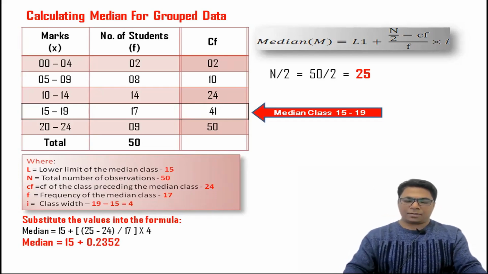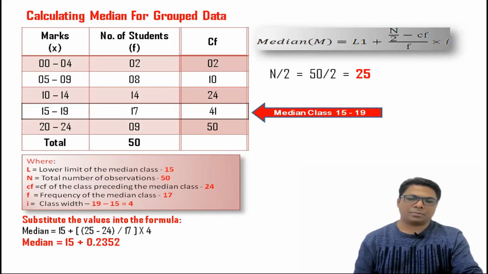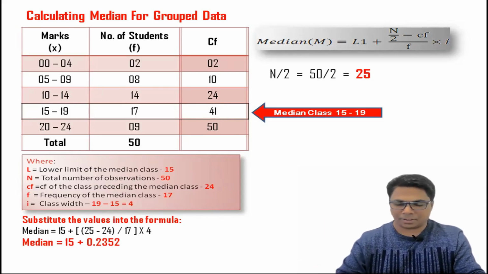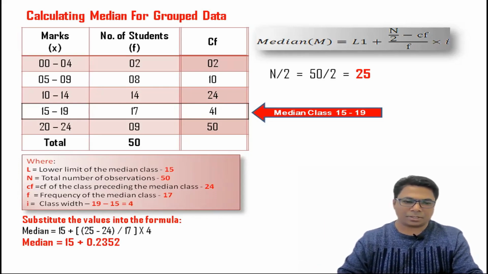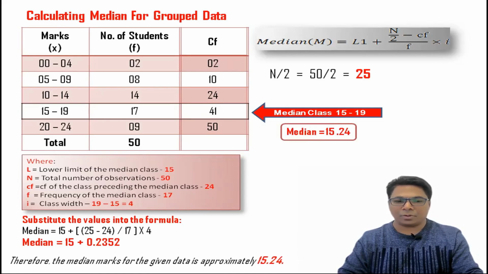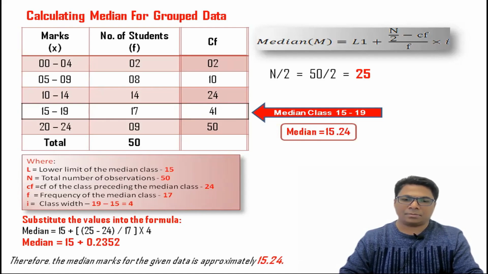In your school you might have learned about BODMAS. In BODMAS, addition should be at the later stage. So here, the median is equal to 15.24, and our conclusion is the median mark for the given data is approximately 15.24. So this brings an end to calculating the group frequency distribution.